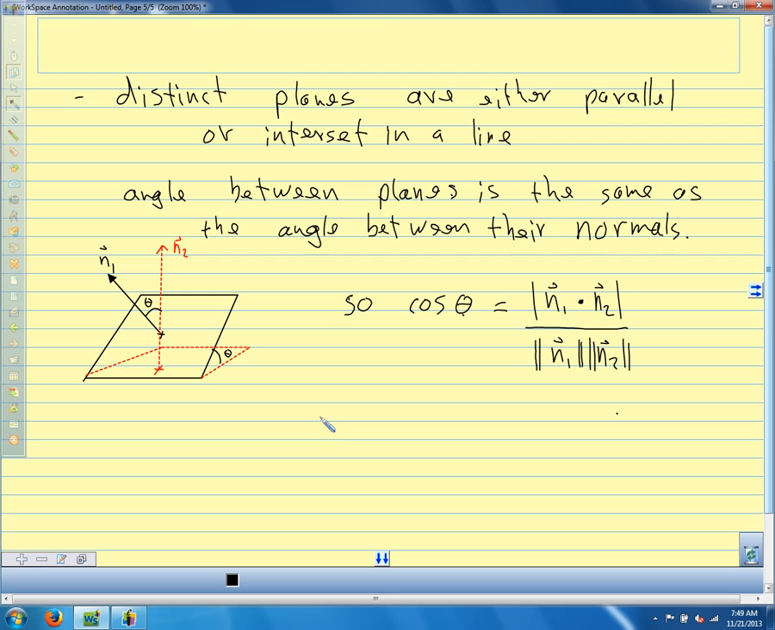So what would it tell us if n1 dot n2 equals 0? The same plane? They intersect at a 90-degree angle. So we're going to say the planes are perpendicular.